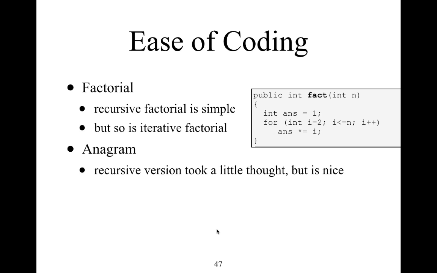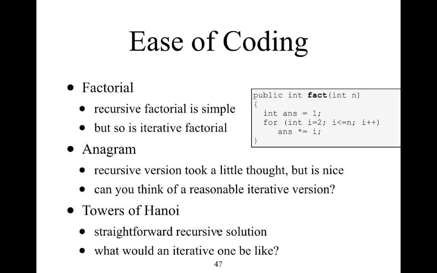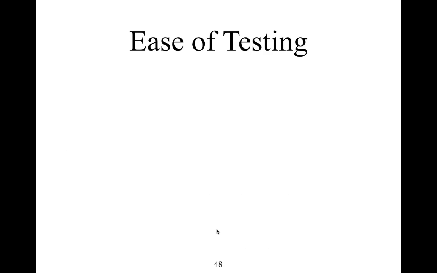Anagram. The recursive solution took a little thought, but it's pretty nice. Try to think of an iterative solution. Towers of Hanoi, the recursive solution is pretty straightforward. I have trouble thinking of an iterative solution that isn't just driven by what I know the recursive solution does.